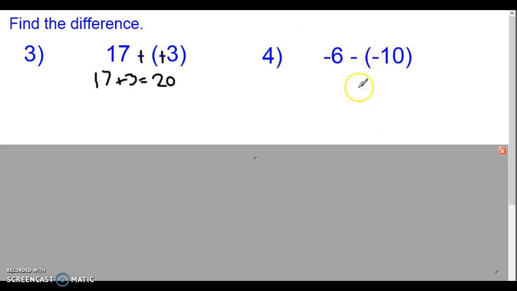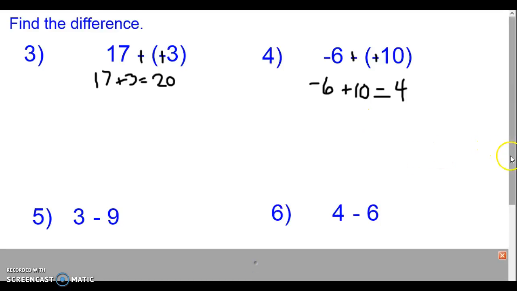So now we're going to go on to this one. You keep the first one the same, and then you're going to change, change. Or you're going to just add the opposite. So I can rewrite this as negative 6, change, change, plus a positive 10. Now I have to remember my rules from yesterday. So 10 has the greater absolute value, therefore my answer is going to be positive. And then I would think in my head 10 minus 6 would give me a 4, so positive 4. You could still also use your chips once you write it as an addition problem.